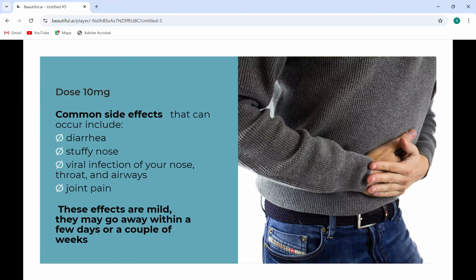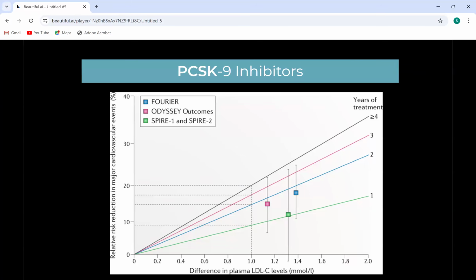PCSK9 medication is given either 2 weekly or 4 weekly, and there are newer ones which you can give 6 monthly. They have proven to reduce cholesterol by a significant amount, and in combination or alone, have reduced most of the cardiovascular complications. The problem is it is very costly, so it is not freely available, and it is normally used by specialists who manage lipid disorders only, or physicians who are specialized in advanced lipid management.